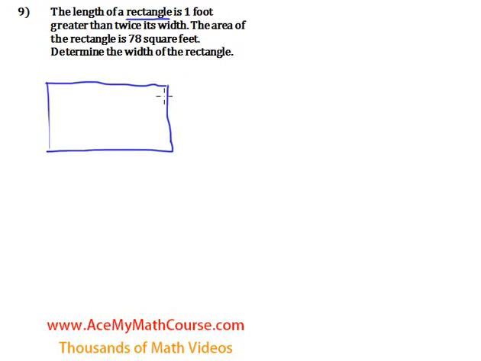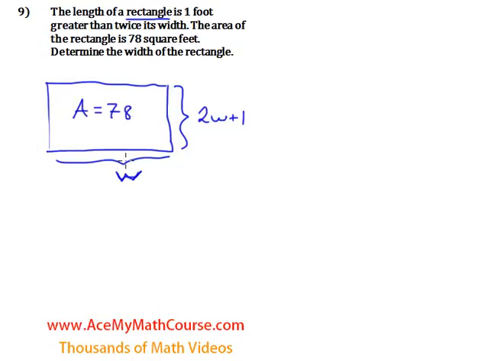So, I'm not making this to scale. The length is supposed to be 1 foot greater than twice the width. I'm going to call the width W. And because of that, the length will be just 2W plus 1. Why is that? Well, because twice the width would be just 2 times W, and the length is just 1 foot greater than twice the width. So 2W plus 1. And we know that the area is 78 square feet.